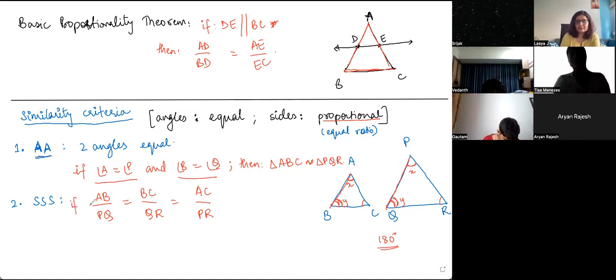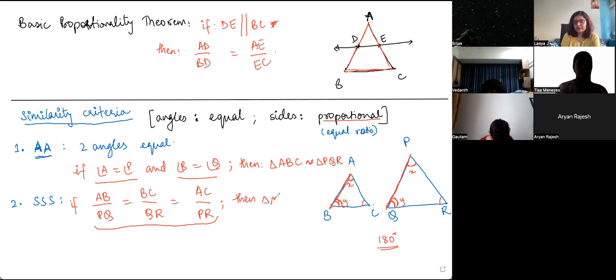So if I'm able to prove that the ratios of all three sides are equal, like calculate AB upon PQ, whatever value comes should be equal to BC upon QR, and the same thing should be equal to AC upon PR. The same value should come for all three ratios. So proportional means equal ratio. If you're taking AB and PQ, the ratio between them should be equal to the other sides. If you're able to prove this equality, the three sides are in proportion, then you can say that triangle ABC is similar to triangle PQR.